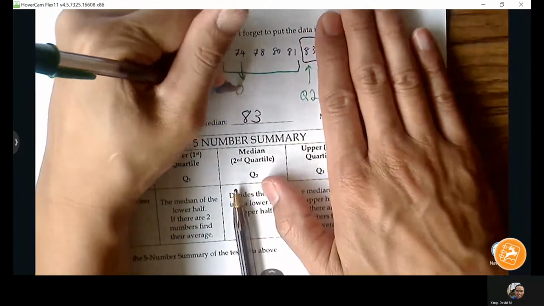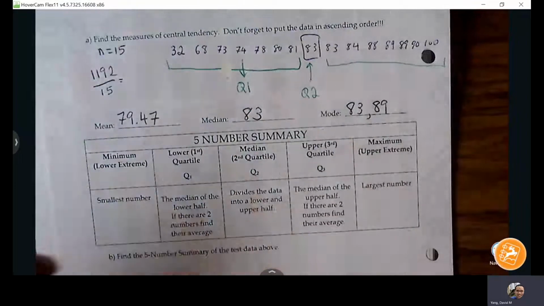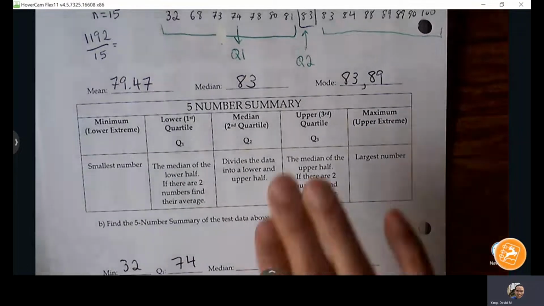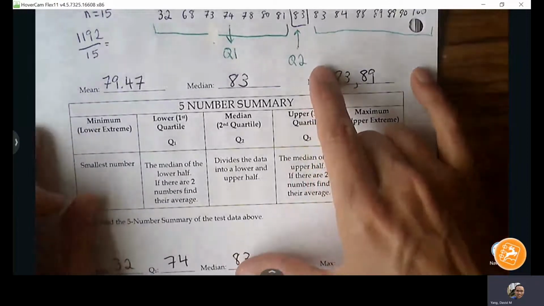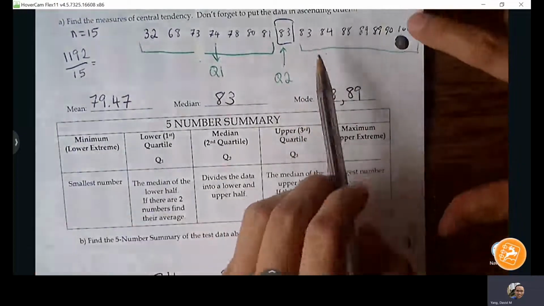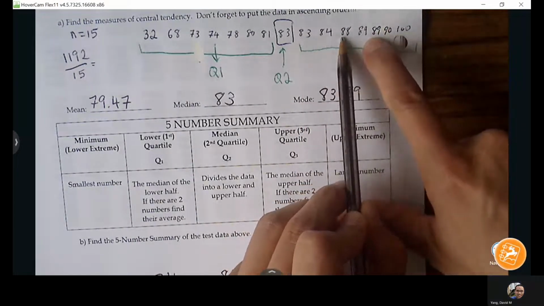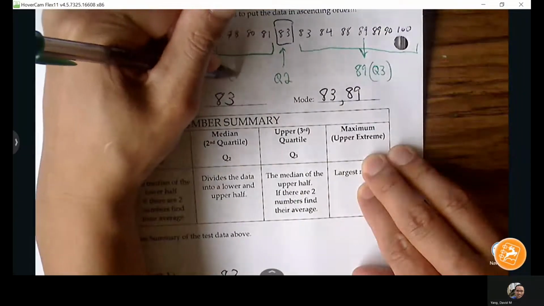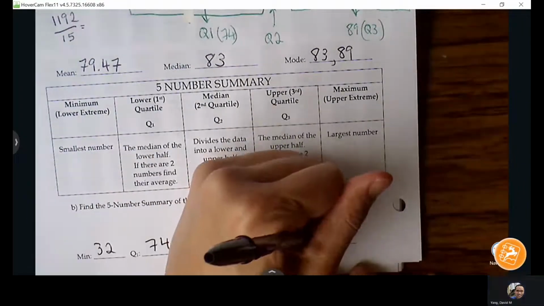Oops, sorry. Median is Q2. Q3 is the upper quartile. It's the median of the upper half. So count down. The middle number is that 89. And then the maximum is 100.